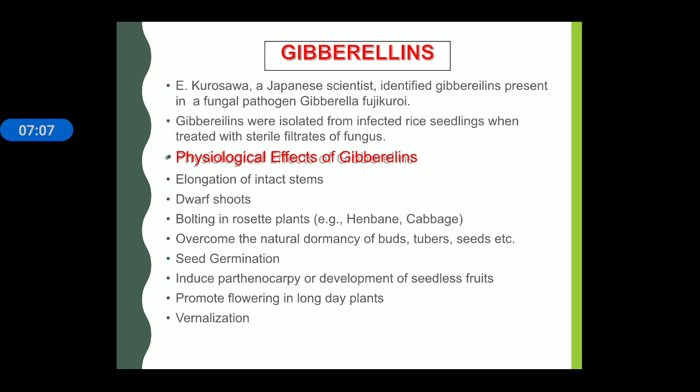It induces parthenocarpy, meaning development of seedless fruit. It promotes flowering in long day plants, and it helps in promoting vernalization. Vernalization will be discussed at the end of this hormone topic.